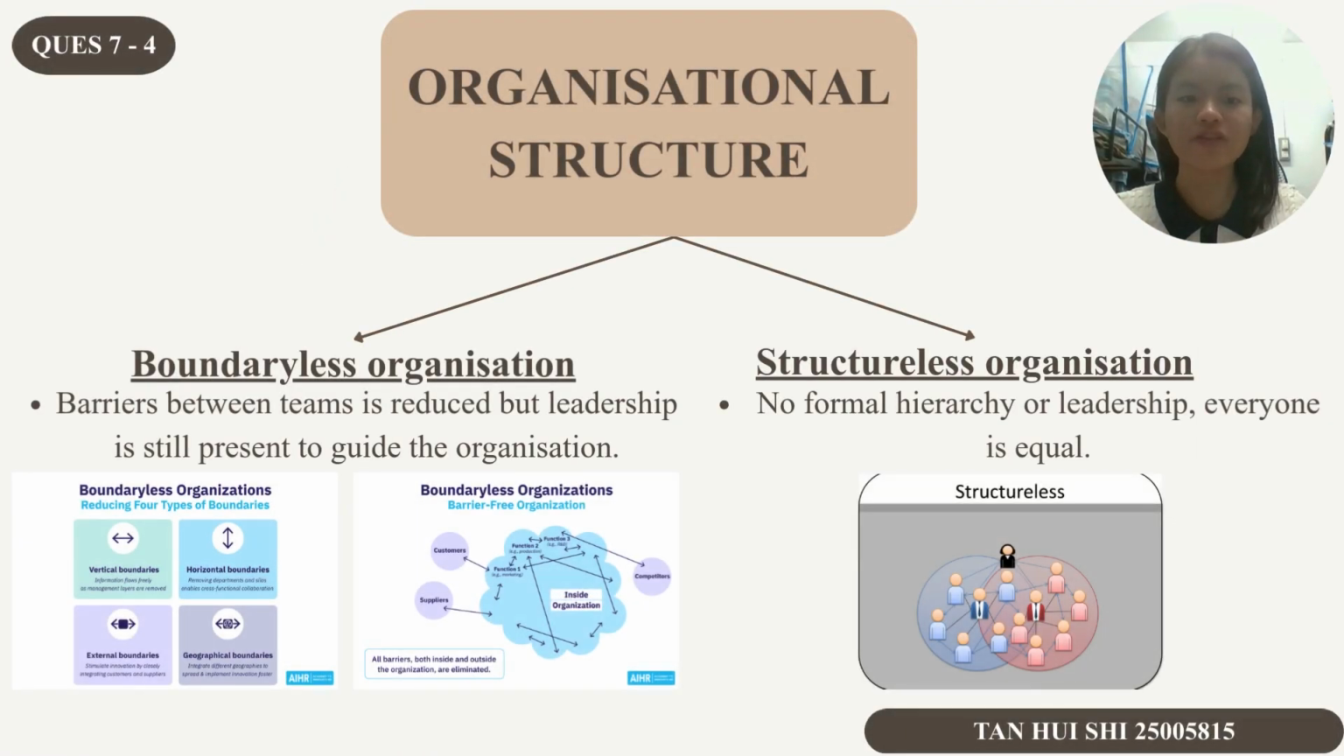The first aspect of contrast between boundaryless organization and structureless organization is in terms of organizational structure. For a boundaryless organization, barriers between teams are reduced, but leadership is still present to provide guidance and strategy. For instance, there are a lot of different departments under a global tech company, such as the marketing department and sales department, and all the departments will work across each other to complete the goal of the company. However, a leader will still be present to make the final decision.